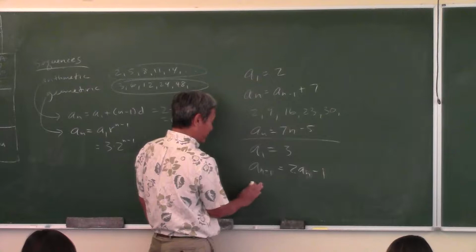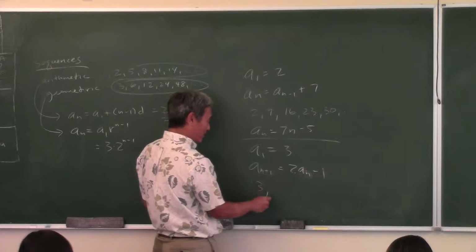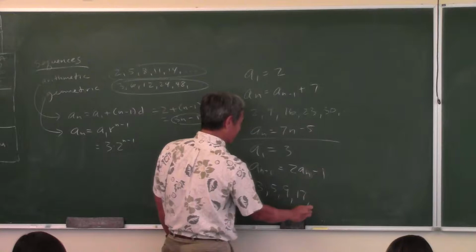So, what are the first few terms of this sequence? 3 is the first term. How do you get the second term? Multiply it by 2 and subtract 1. 5, 9, 17, 33, 65.